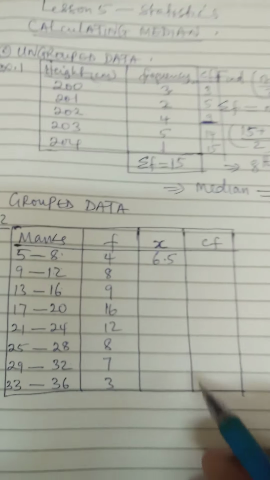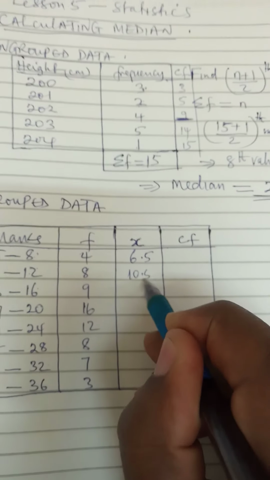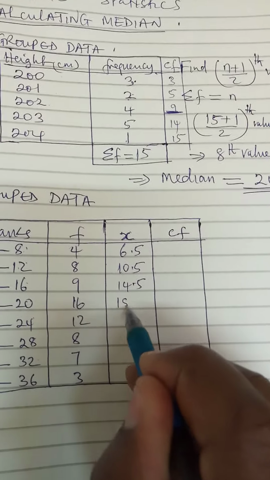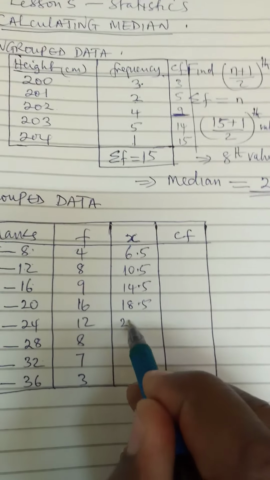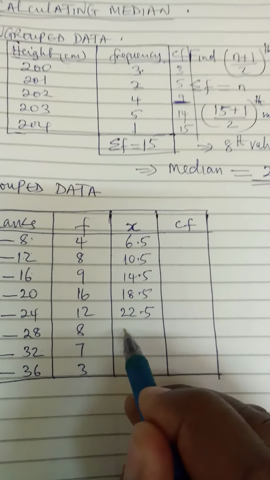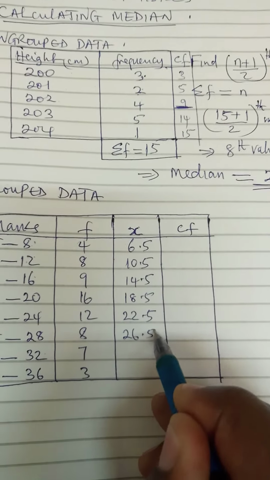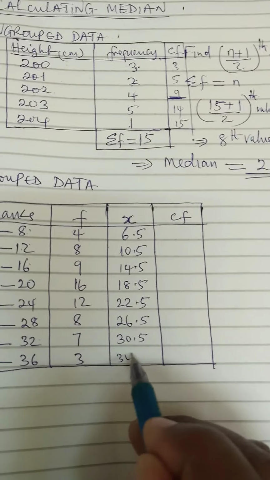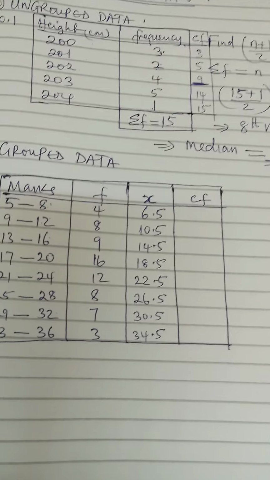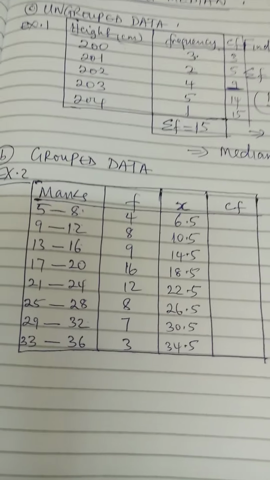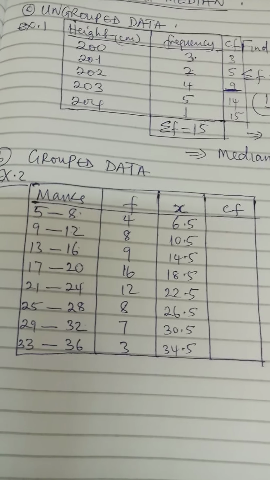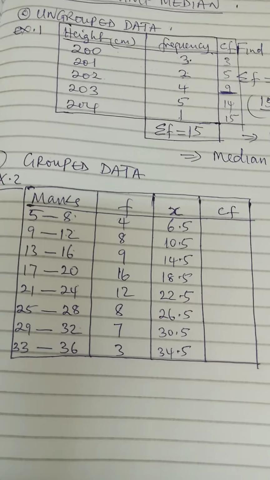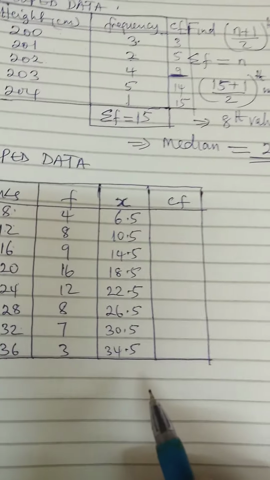So we will add 4 on each. We have 10.5. We have now 14.5. We have 18.5. We have 22.5. You must be very careful. We have 26.5. We have 30.5. And we have 34.5. How do I do it? I said get, for example, 33, add on 36, and divide that total by 2 to get x.